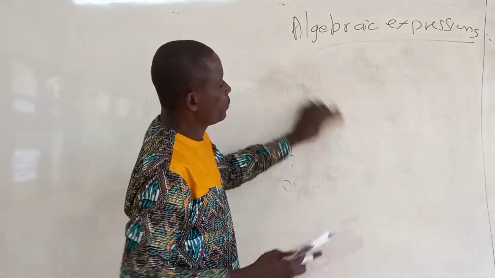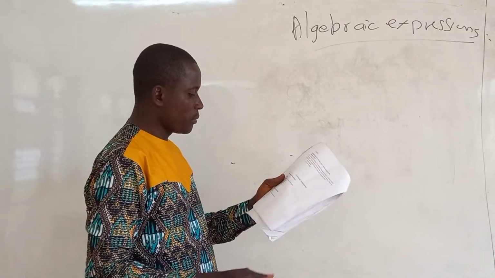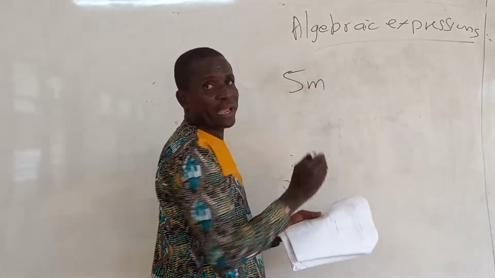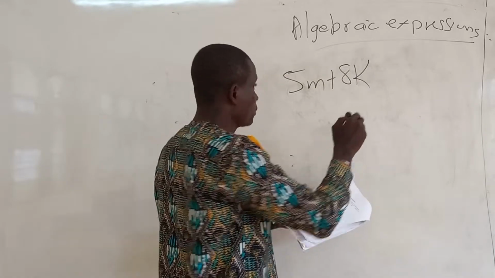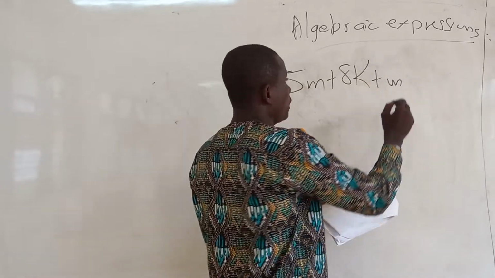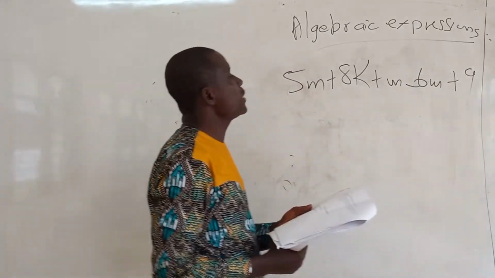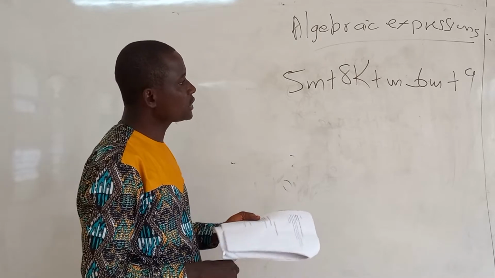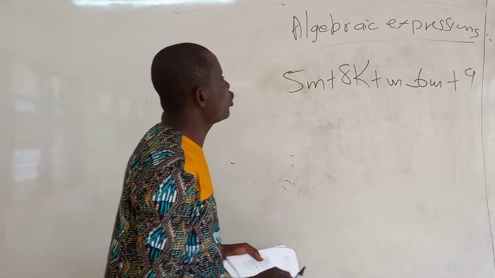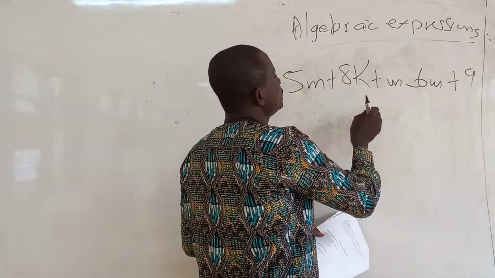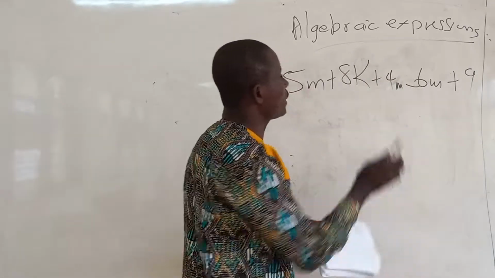Good. So let's look at another one which is very interesting. I'm having 5m plus 8k plus m minus 6m plus 9. And we are asked to simplify this. How do you simplify this? We have to simplify by trying to group the terms.